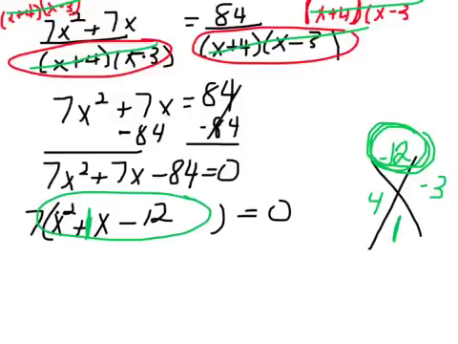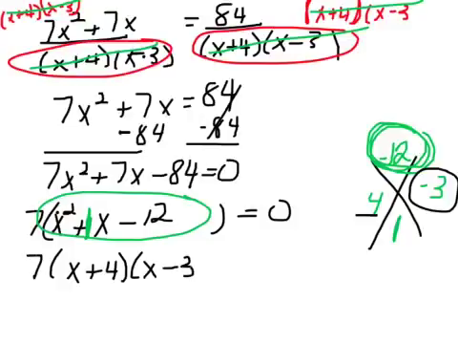Okay, so it's just 7 times this part that I circled in green, which factors into x plus 4 and x minus 3, equal to 0. And now, if you've got a bunch of stuff that multiplies to equal 0, then one of the factors has to be 0, because the only way to get 0 is to have a 0 in there somewhere. So do you remember that what you do is you set each factor equal to 0?